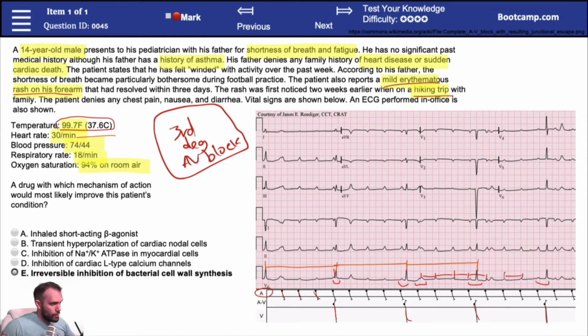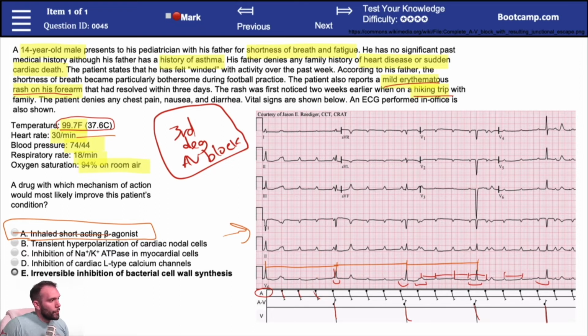So the first option here, inhaled short-acting beta agonist. This would be like an albuterol nebulizer, something like that, if we suspected the patient actually had asthma and that was the cause of their shortness of breath. But I think we definitely have enough information from this EKG alone to say that it's not just asthma that's causing this patient's symptoms. I definitely see here in V6 a very clear depiction of what looks to me to be a third degree AV block.